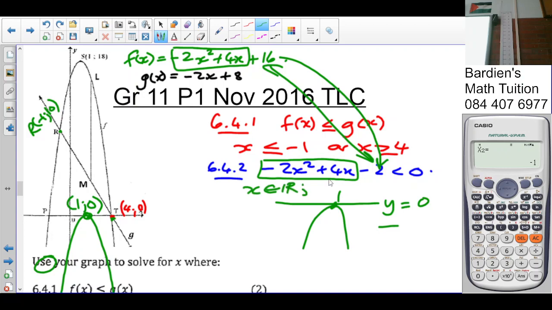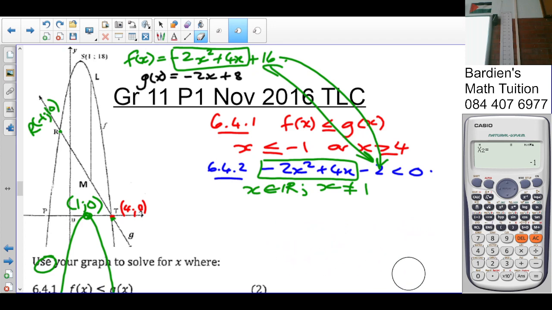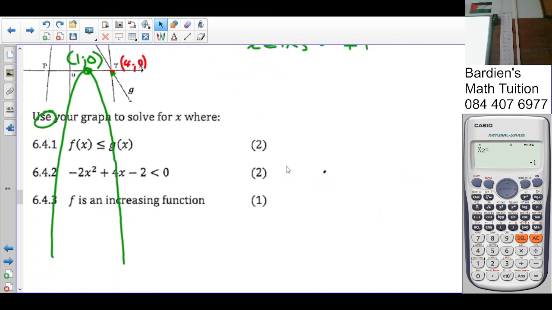But what happens at 1? At 1 the graph is equal to 0. Not so. So therefore, x is not equal to 1. So in other words, x is an element of all real numbers, x is just not equal to 1. Or you could have said x is less than 1 or x is greater than 1. Okay. Let's look at the next question. I'm going to take this out here.